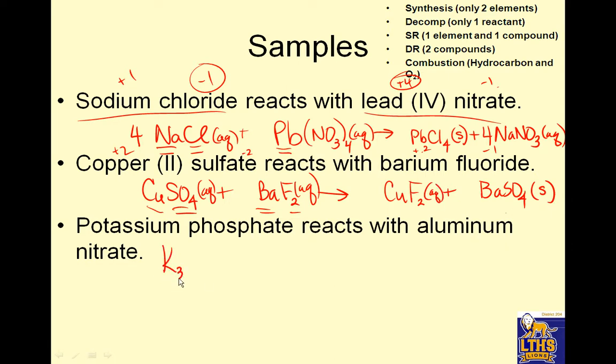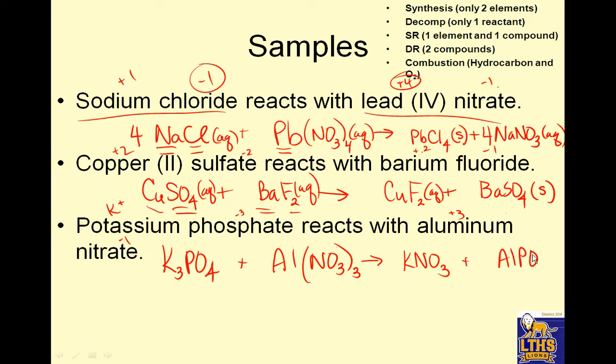Potassium phosphate, K3PO4, reacts with aluminum nitrate. Why am I doing that? +3 -1, +1 -3. Do the switcheroo. K goes with NO3, +1 with the -1. Aluminum goes with phosphate, +3 -3. All right, then I check.